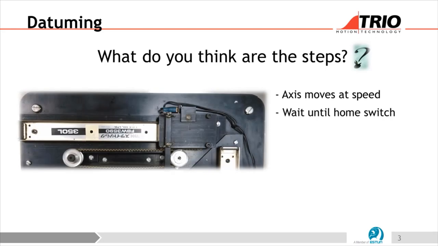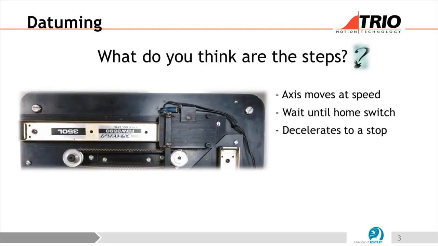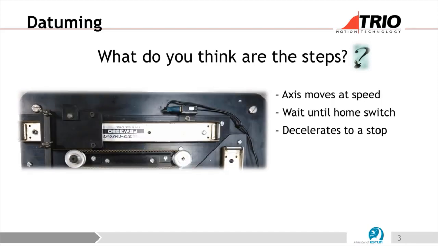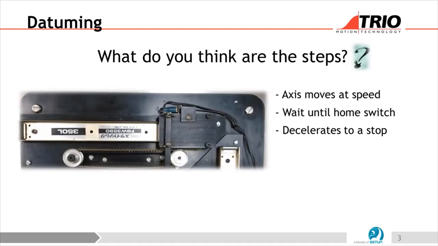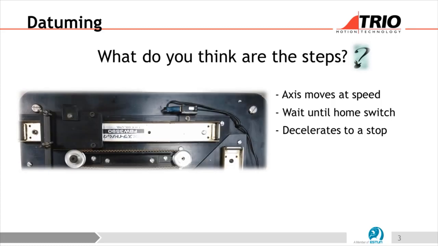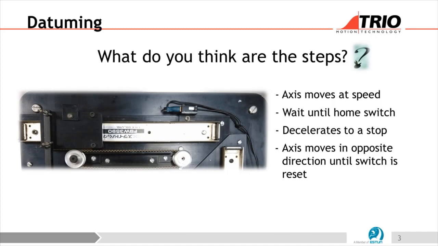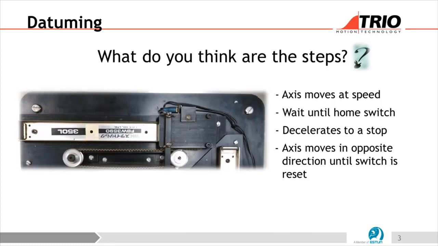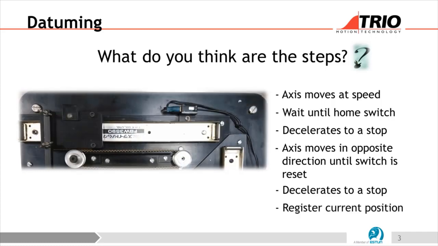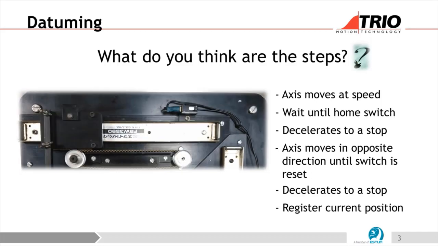So the axis moves at speed, waits until the home switch, and decelerates to a stop. You can have several types of deceleration. You can have a ramp stop, you can have coast to stop, or you can have the creep. Once it has reached the home switch, it can slow down. Then the axis moves in the opposite direction until the switch is reset. And then it registers the current position, where you can see from the axis parameter what the T-pos is.